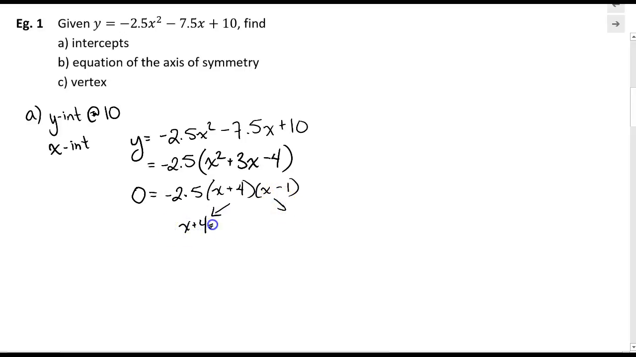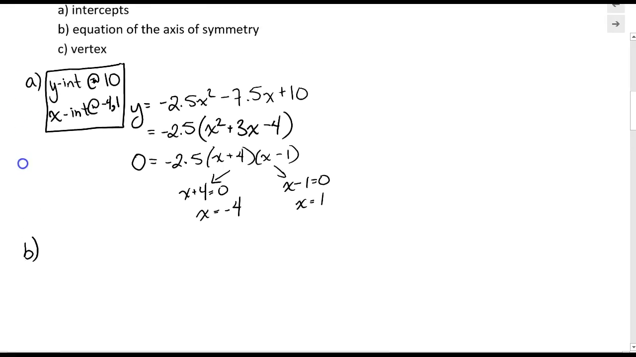X plus 4 equals 0, so x equals negative 4. Alternately, I've got x minus 1 equals 0, so x equals positive 1. And those are my two x-intercepts. So negative 4 and positive 1. So that's my answer for A.